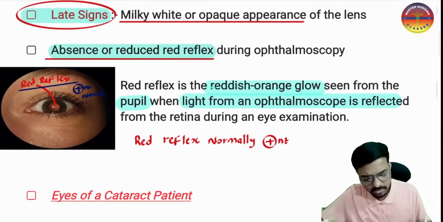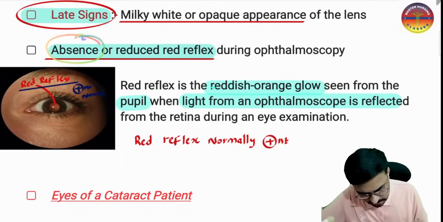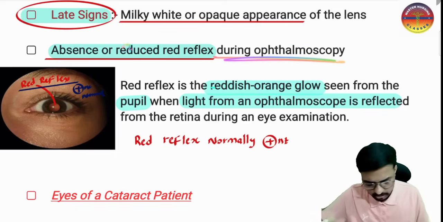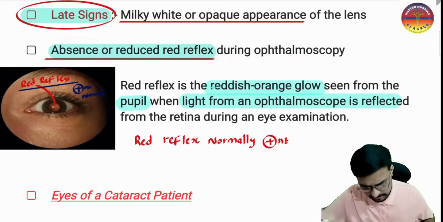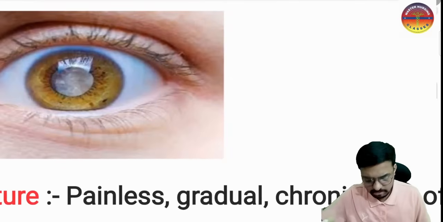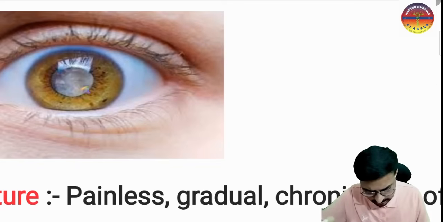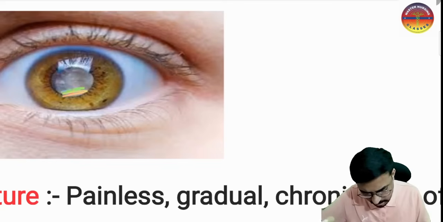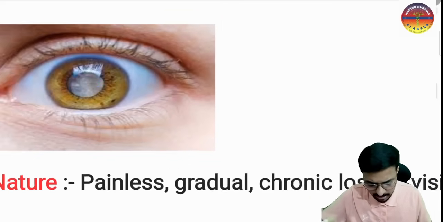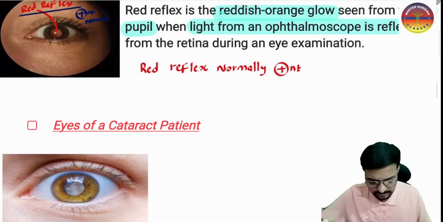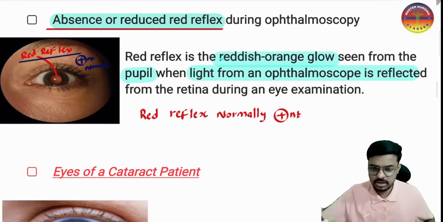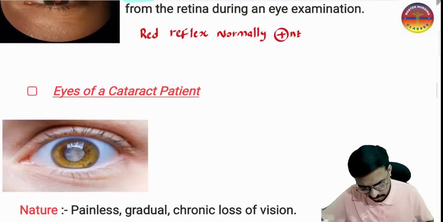In a cataract, what happens? There is an absence or reduced red reflex during ophthalmoscopy. We get the absence of the red reflex because the lens will be completely opaque. Whenever we look with the ophthalmoscope it appears opaque, and when we look with bare eyes it appears milky white and opaque. So that is what we have here. Yes, sir, I hope it is clear. The option is reduced red reflex.